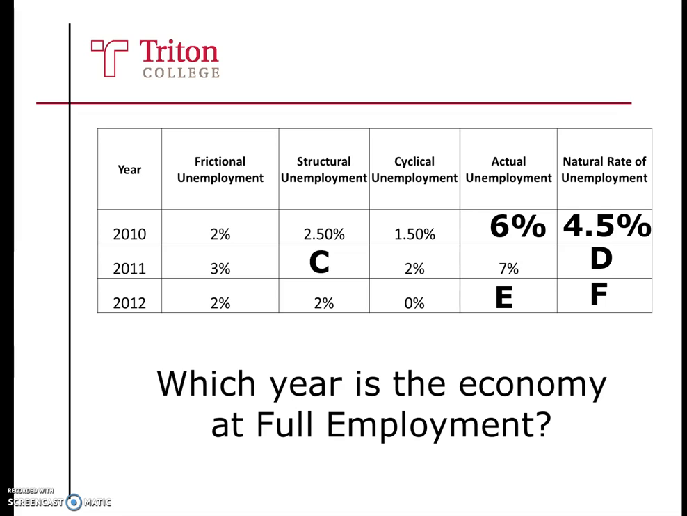Let's look at cell C. What is the structural unemployment in 2011? We know the actual is 7% in 2011, and the sum of frictional plus cyclical plus structural should equate to 7. 3 plus 2 is 5, plus 2 is 7. So the structural should be 2%. Remember, natural rate of unemployment is just frictional plus structural, which should be 5%. The year 2011 is also not at full employment.